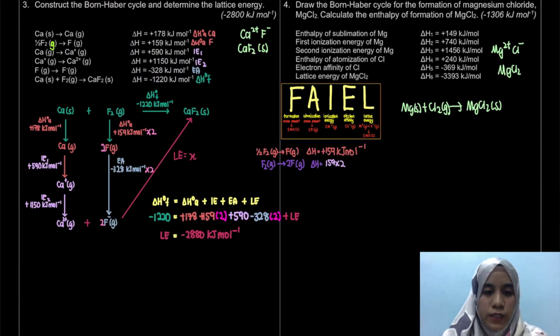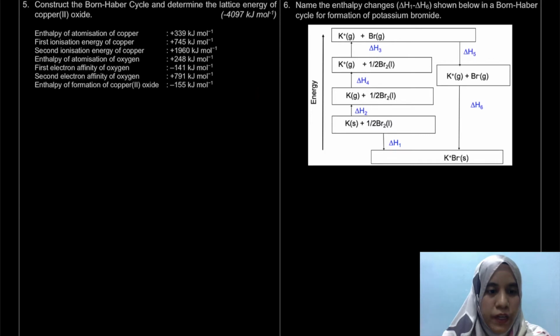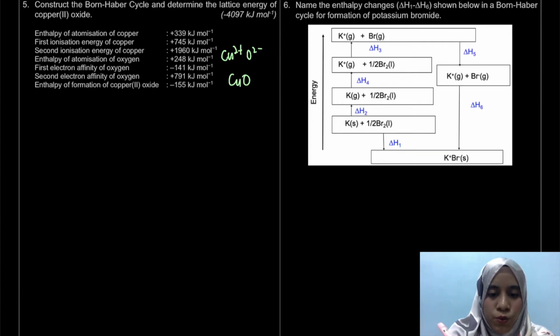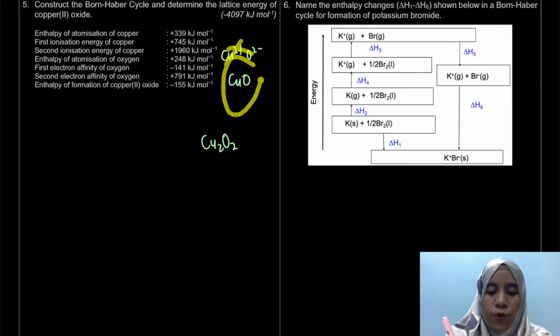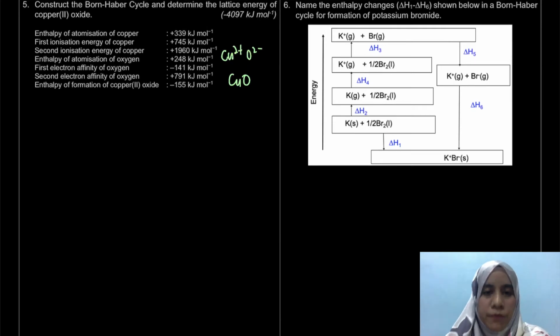Okay, next question, example number 5. Example number 5 is copper(II) oxide. What is the formula for the product? Remember, it says copper here, Cu, but it gives a charge of 2, so Cu2+ with O2-. So our product will be CuO. It is not Cu2O2, because it cancels out, so it becomes CuO. This will be the product for number 5.